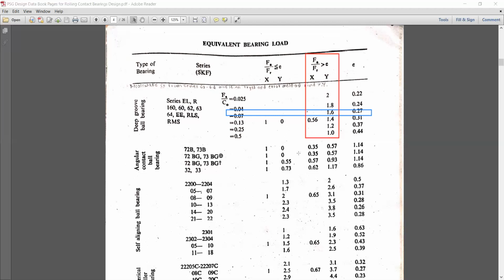Now, based on this column, what values do we get? For X value it is 0.56, and for Y value we can directly find that it is 1.6. Just note down these values.